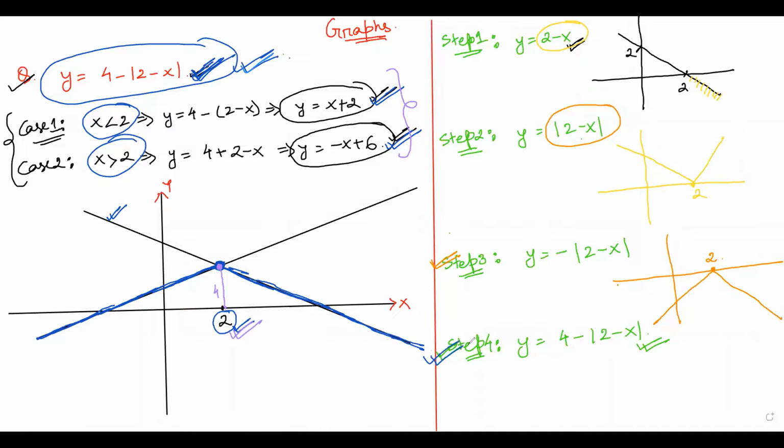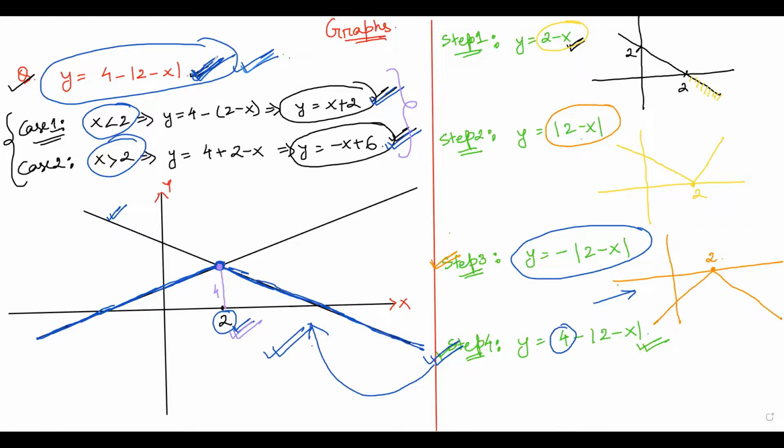Now, in step 4, when we are adding plus 4, all the values of y in step 3 will be increased by 4 units. So that means the graph in step 3 will now be shifted upwards by 4 units, which will give us this graph. So if we go step by step as well, we'd be getting the same graph.